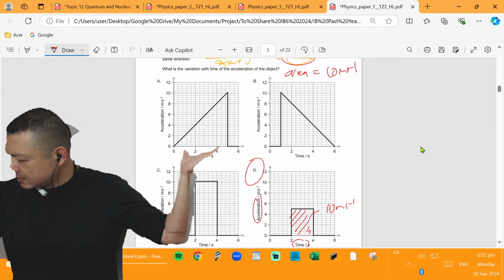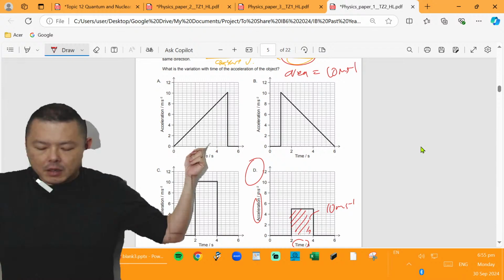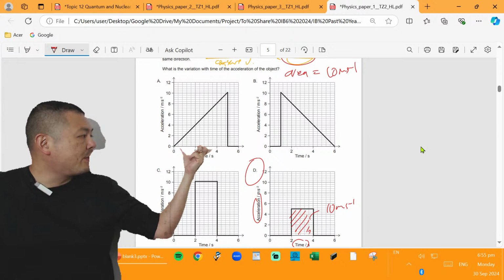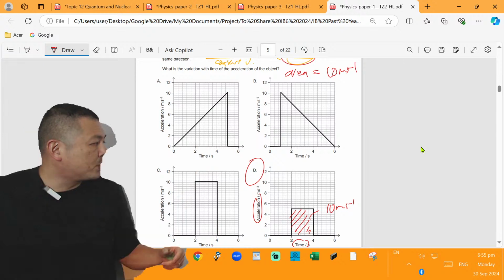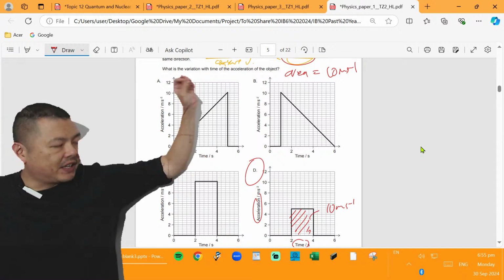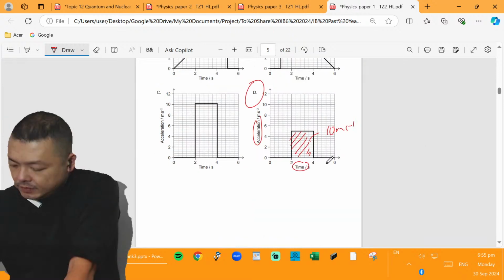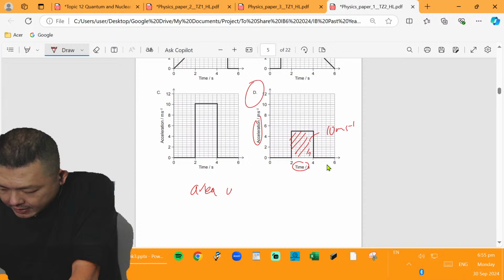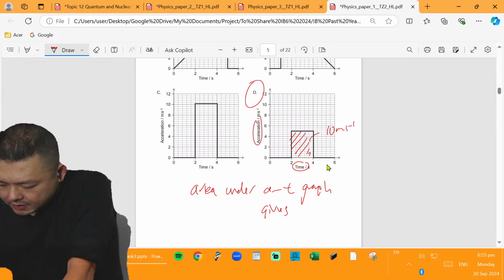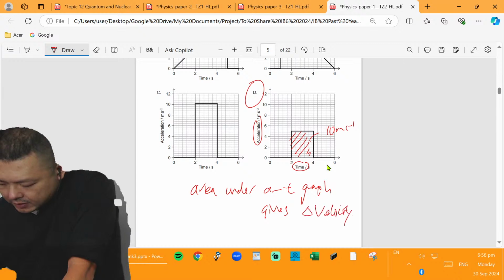Okay, yeah. The others cannot, because this one is a triangle like this. This area is way too big, right? The area there is also way too big. Yeah, the area under the acceleration time graph gives you the gain in velocity. Area under the AT graph is the change in velocity. Okay, there we go. So that's for number 4.